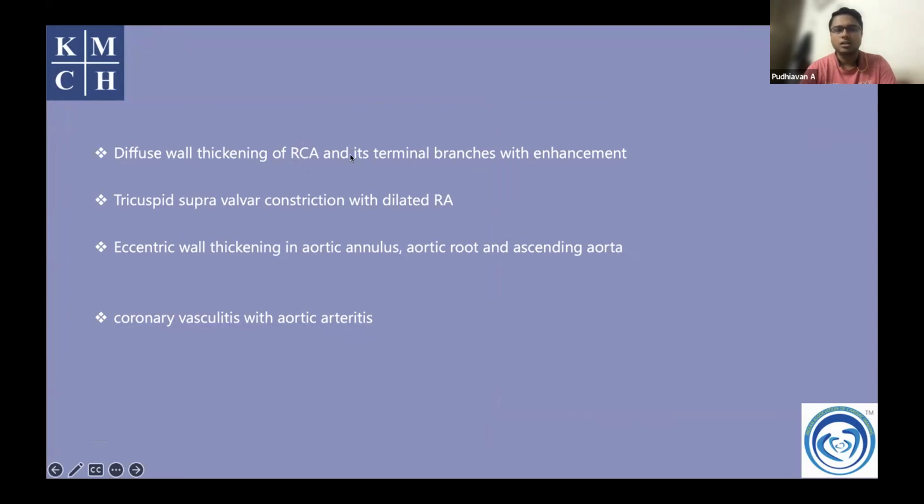Because of this cord-like thickening of the RCA, there was a supravalvular constriction on the right side with the dilated right atrium. And the eccentric wall thickening was also extending into the aortic annulus, into the aortic root and the ascending aorta. So this was a 65-year-old patient. But still we considered the possibility of a coronary vasculitis, which was involving only the RCA. The left main, LAD and the LCX were uninvolved, with associated aortic arteritis.